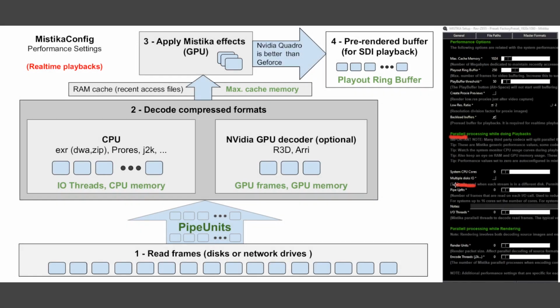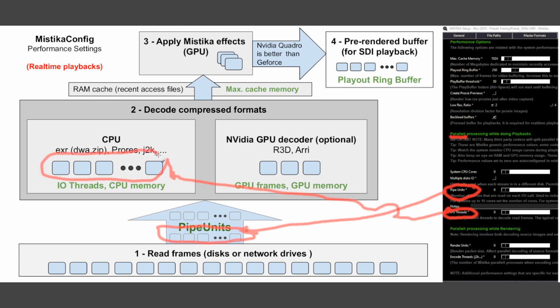Next interesting value is the pipe units. This is related with the number of frames that we read from disk at the same time. This is good for optimizing the disk I/O, especially for uncompressed formats. But it's also related with the next parameter, the I/O threads. This other value is about the processing to process one frame on each CPU core at the same time.